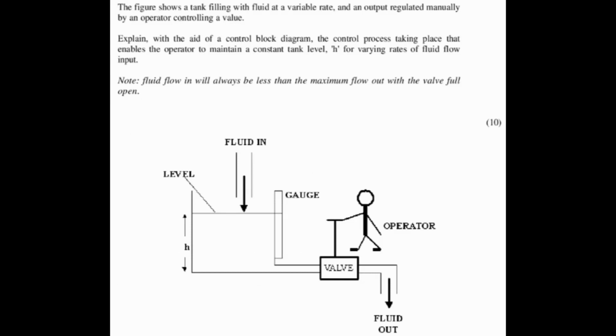The figure shows a tank filling with liquid at a variable rate and an output regulated manually by an operator controlling a valve. Explain, with the aid of a control block diagram, the control process taking place that enables the operator to maintain a constant tank level, H, for varying rates of fluid flow input. Note, fluid flow in will always be less than the maximum flow out with the valve fully open.